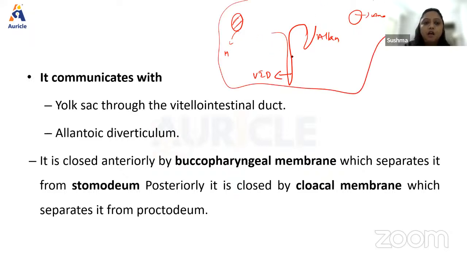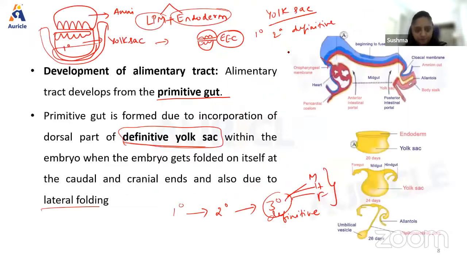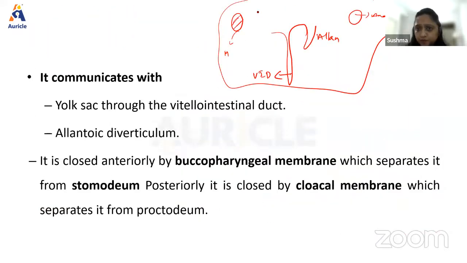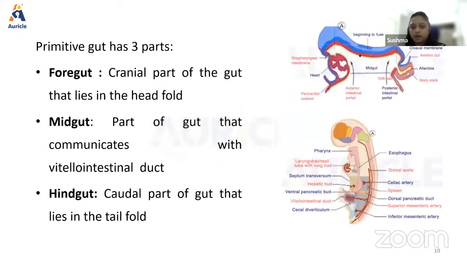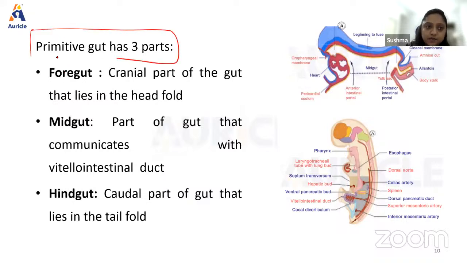All of this, the definitive yolk sac which is formed is closed anteriorly by buccopharyngeal membrane and posteriorly by what? Cloacal membrane. Do we have a mesodermal covering? No, we don't have. These are the only two areas where the mesoderm is not covered. All right. Now the primitive gut has three parts. All three parts are derived from the yolk sac itself. What yolk sac is it? It is the definitive yolk sac.